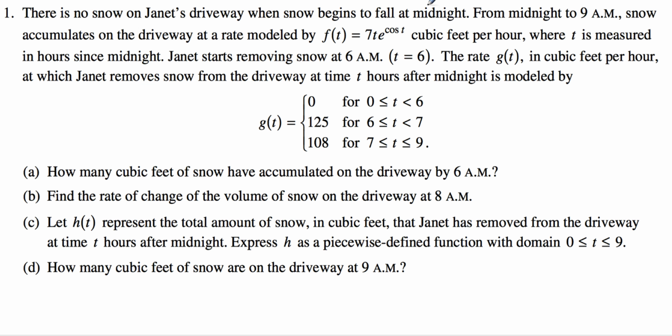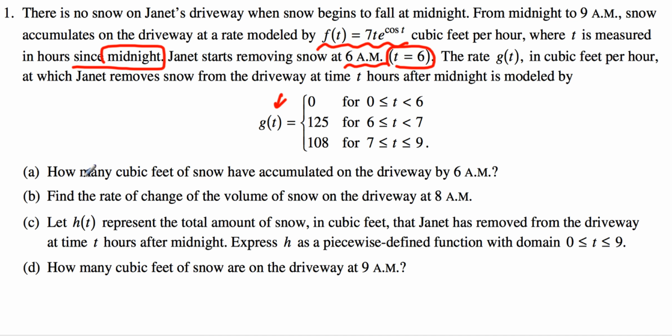Hello, let us look at some AP practice questions for Calculus BC. So here it comes that there is no snow on Janet's driveway when snow begins to fall and then it goes on. We realize here is that the snow accumulates based upon this model where t is measured in hours since midnight. Okay, that's important here. And Janet starts removing snow at 6 a.m., meaning t is equal to 6, and then the rate g of t in cubic feet per hour at which Janet removed the snow is given in this way.